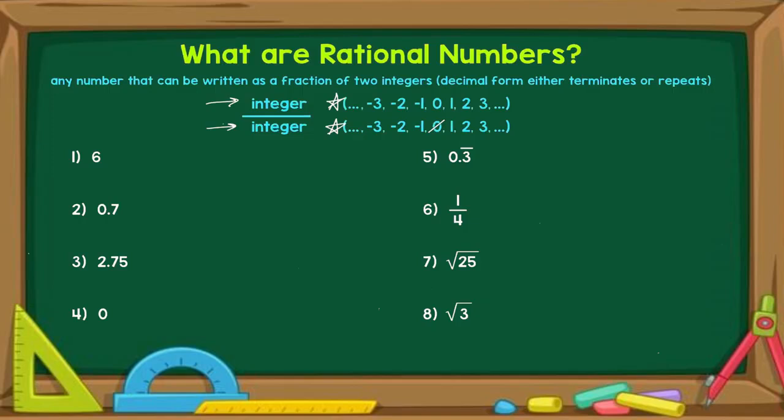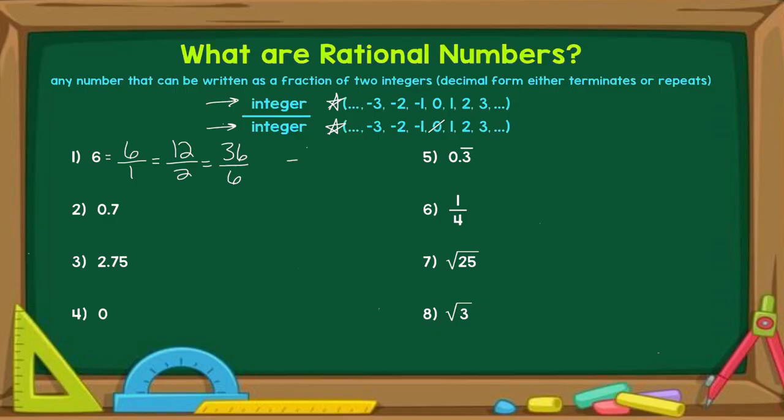Let's jump into our examples, starting with number 1 where we have 6. So we have a whole number here. Can we write 6 as a fraction of two integers? Yes, for example, we can write 6 over 1. That equals 6. Or 12 over 2, that equals 6. 36 over 6, that equals 6. All of those examples equal 6. So 6 can be written as a fraction of two integers. So it's a rational number. And all whole numbers are going to be rational.